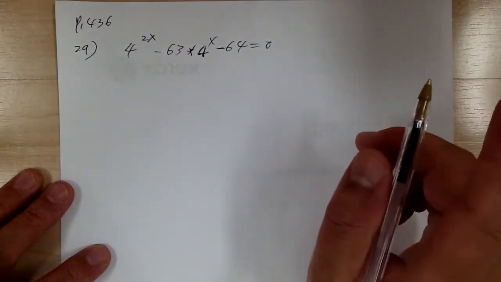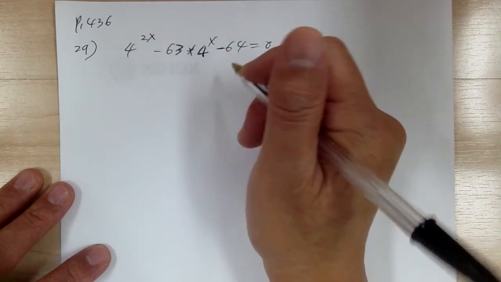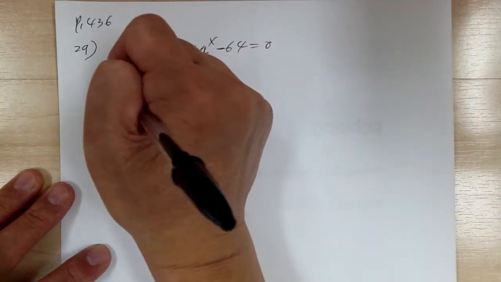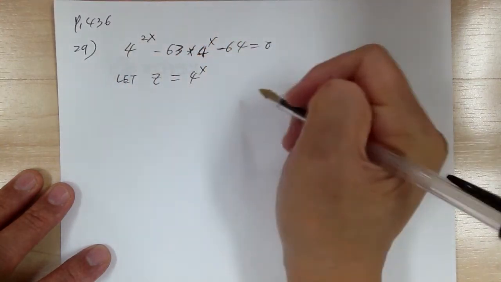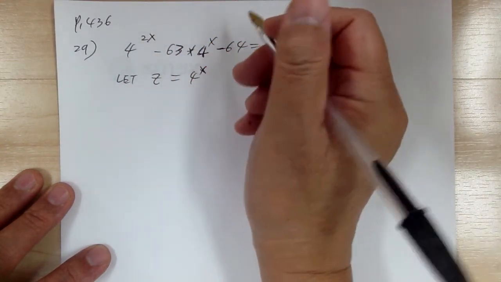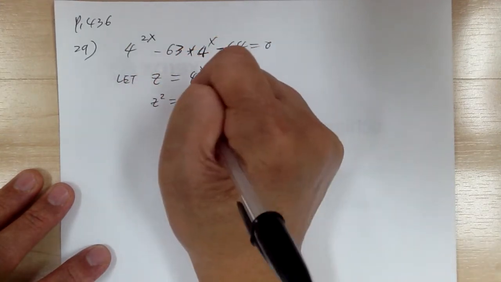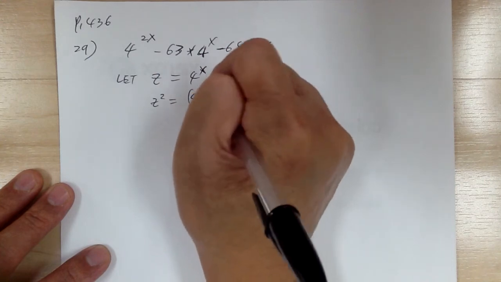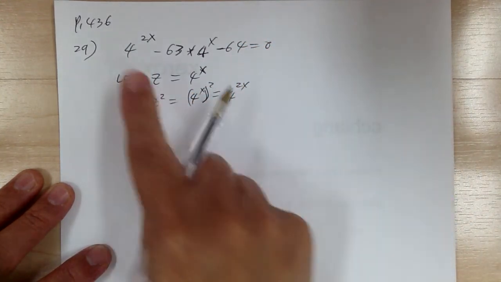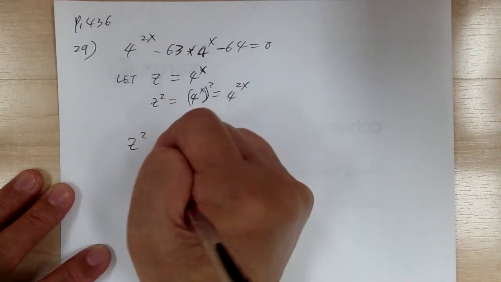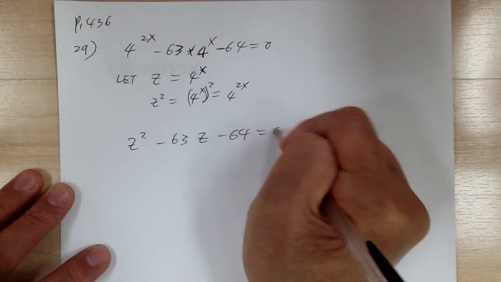But first, to reduce the confusion, you want to use something called z substitution. What you do is let z equal to 4 to the x. And so z squared will equal 4 to the x squared, and so this equals 4 to the 2x. See that? So this becomes z squared minus 63z minus 64 equal to 0.